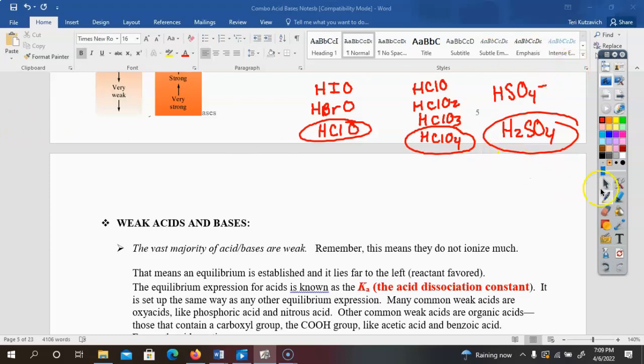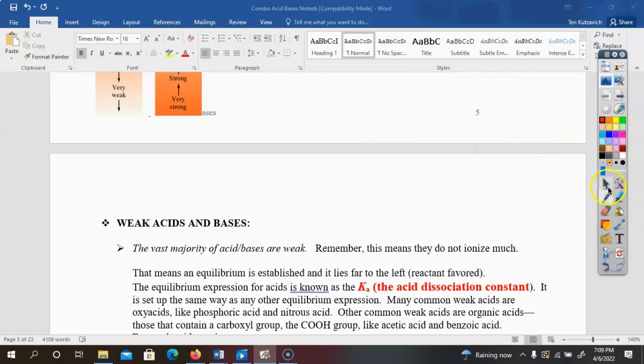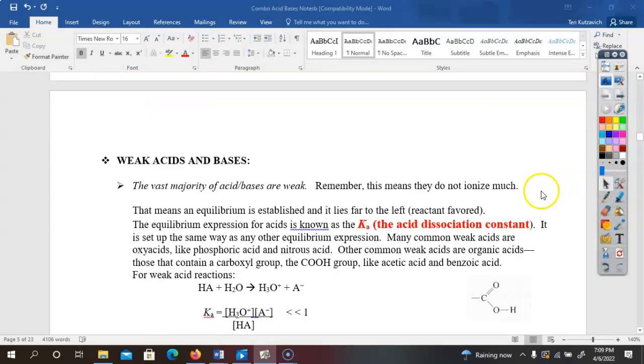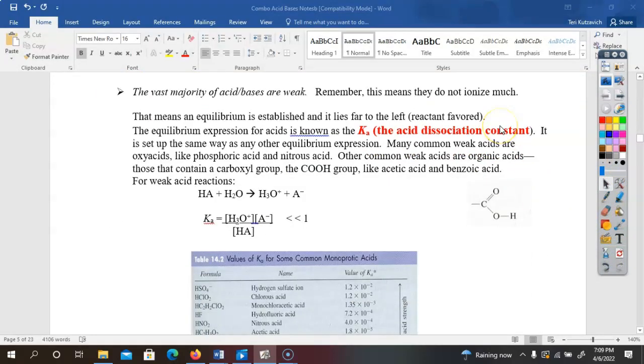All right, we are ready to move on. Weak acids and bases. So if it's not one of those 6 strong acids or bases, it's weak. And you've been told that since the beginning of the year. This means that they barely ionize at all. We look at the Ka to tell us how much it does ionize. Set up the same way that our Kc, our Keq, our Ksp were set up. Products over reactants, and you ignore your solids and liquids.